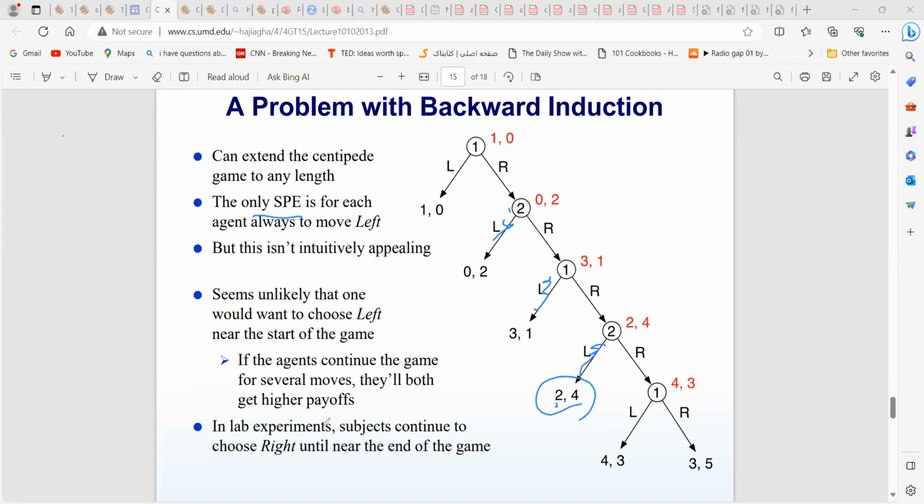And in the lab experiments, these are the results that people have found. The subjects continue choosing right until near the end of the game, when they try to be very strategic. You may get $1 more, essentially. But not at the beginning. So in some sense, there is some kind of collaboration going on. So how could we remove collaboration from a game? Go to a zero-sum game. It becomes a completely competitive game.